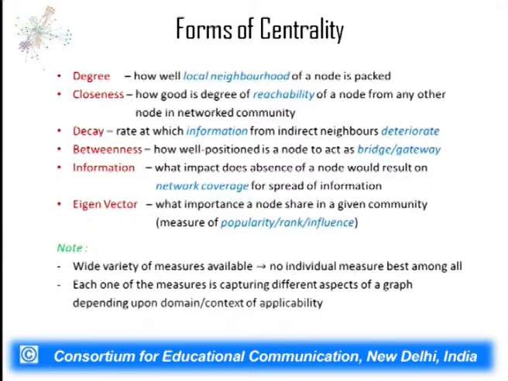Then eigenvector, also known as popularity or rank, or even influence centrality. It says what importance a node is going to share in a given community. And this importance is basically the relative ranking in the entire graph. And we can see that a wide range of centrality measures are available.